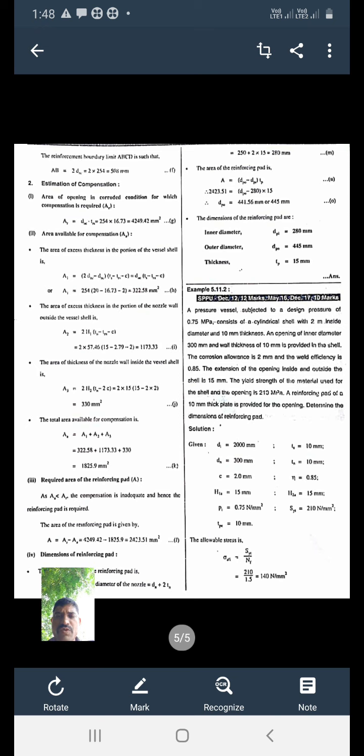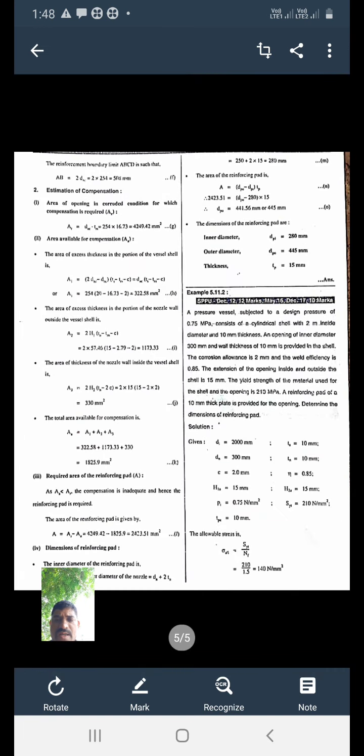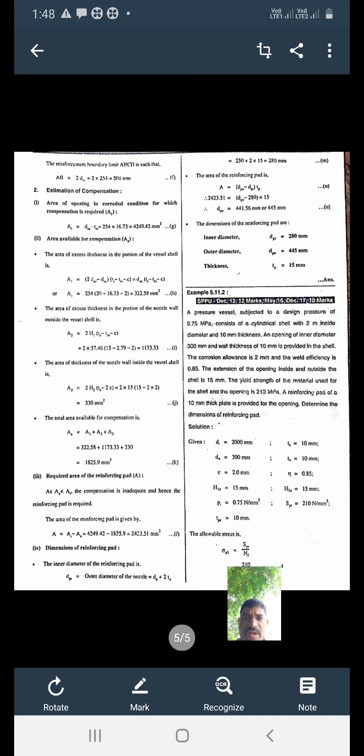The area of the reinforcing pad, we know that AR minus AA. Check that value, you will get the 2423.51 mm square. Then dimension of the reinforcement pad, the inner diameter of the reinforcing pad DPI is equal to outer diameter of the nozzle DA plus 2TA. Okay, this value will get the 280 mm.